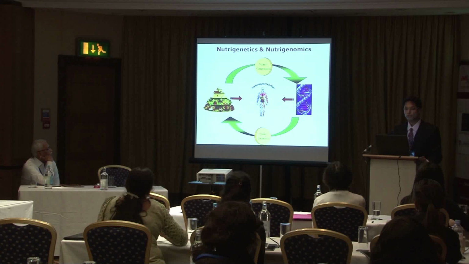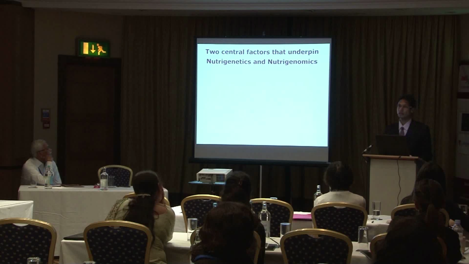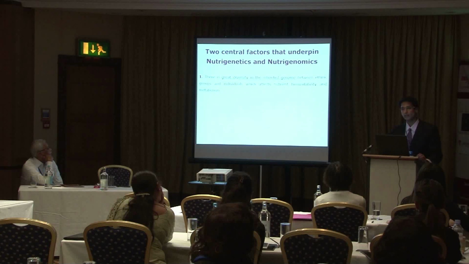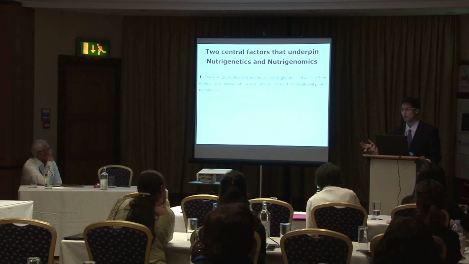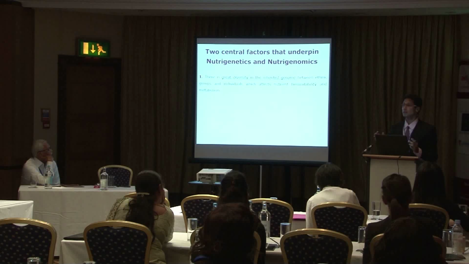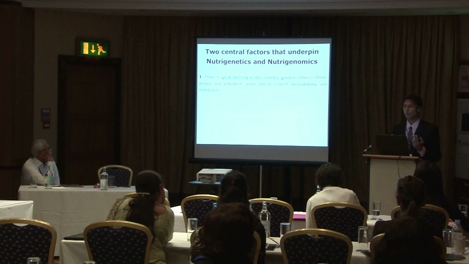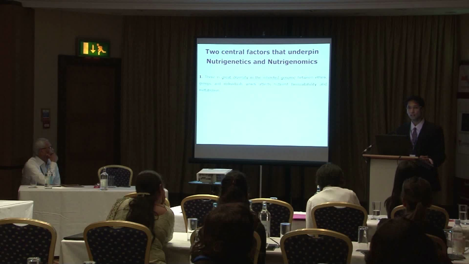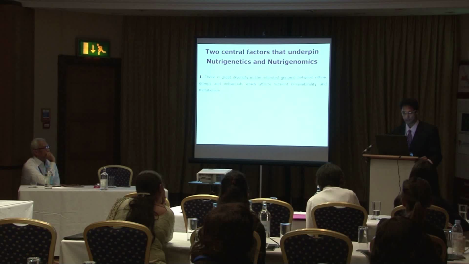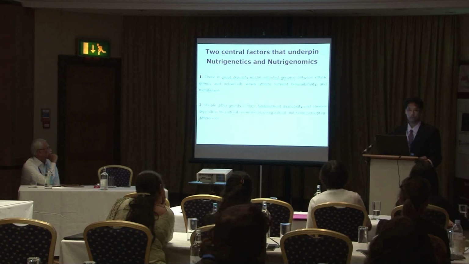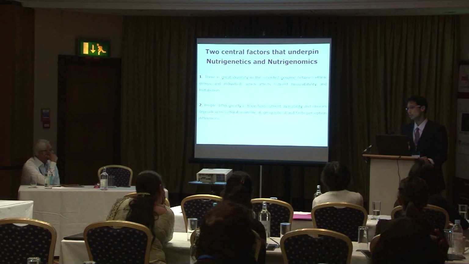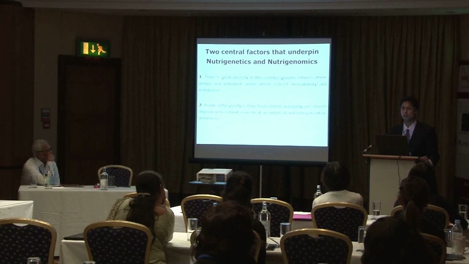So there are two important factors that play a key role in nutrigenetics and nutrigenomics. One is that there's a great diversity in the inherited genome. The genome in Caucasians is completely different from the genome in Africans. So there's a wide variation in the genome that makes you and me different from each other. Obviously this is one of the main challenges we need to take into account when we do the nutrigenetic analysis. And secondly, people differ greatly in their food and nutrient availability, and this food choice depends on cultural and geographical location, and also taste perception differences. This taste perception is genetically controlled.